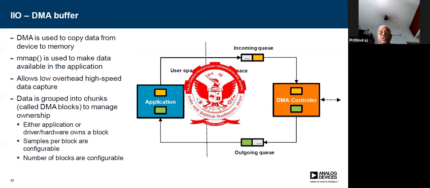Okay. This is your DMA buffer. Fine. Different blocks, how they are brought together, depending on the application. The incoming queue, the DMA controller, the outgoing queue, the application user space. So what happens is the data is grouped into chunks of data to manage the ownership, and either the application or the driver owns a block. Samples per block are configurable. Number of blocks are also configurable. Okay. So mmap is used to take data available in the application. So the DMA is used to copy data from device to memory. So that type of quick controller, with which we are very familiar, this DMA controller in a lot of our applications. So that can be exploited. Next.